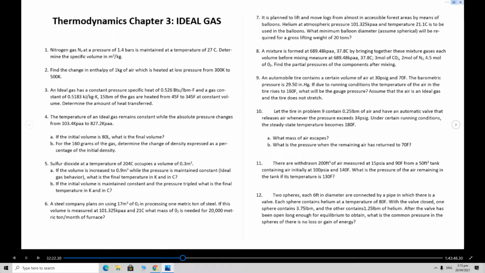Sulfur dioxide at a temperature of 204 degrees Celsius occupies a volume of 0.3 meter cube. A. If the volume is increased to 0.9 meter cube while the pressure is maintained constant, assume ideal gas behavior, what is the final temperature in Kelvin and in Celsius? Letter B. If the initial volume is maintained constant and the pressure is tripled, what is the final temperature in Kelvin and in Celsius?